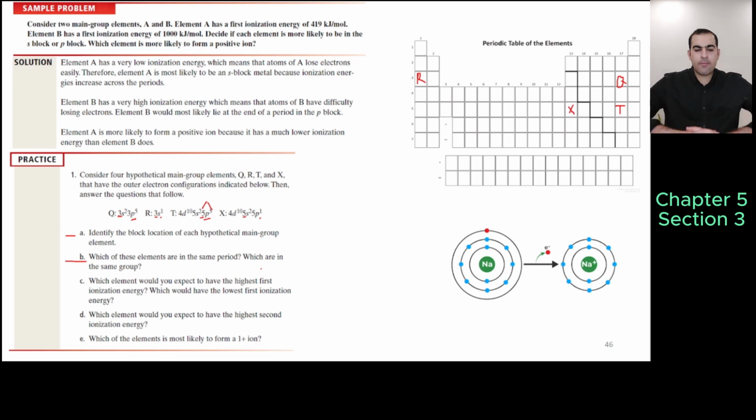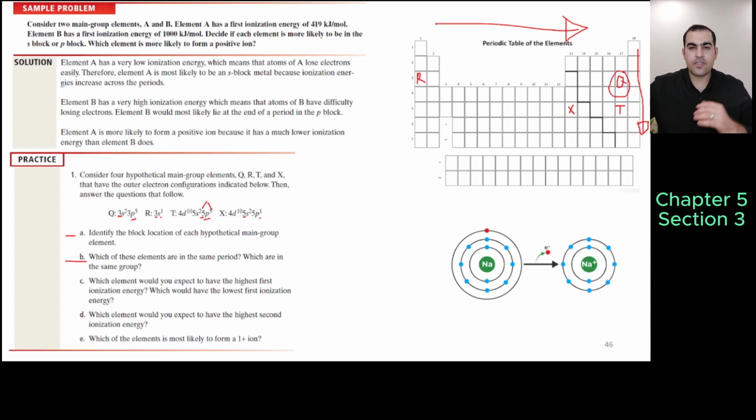Now, which element would you expect to have the highest first ionization energy? Those that are on the left, their ionization energy is less than those on the right, those in the P block. The S block's ionization energy is less than the P block's. So across the period, ionization energy increases. So which one is going to have the highest first ionization energy? We know those are on the right, so Q and T have the highest ionization energy. But which one? If we want to indicate an atom, Q or T, down the group, ionization energy decreases. So T's ionization energy is less than Q's. So Q has the highest first ionization energy.